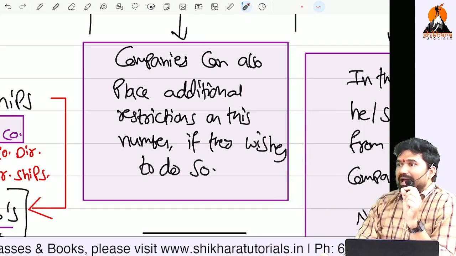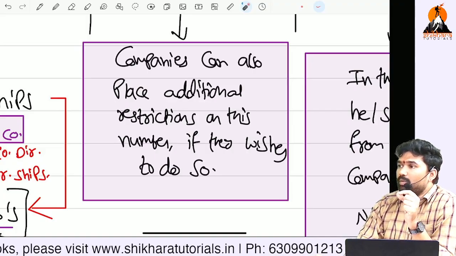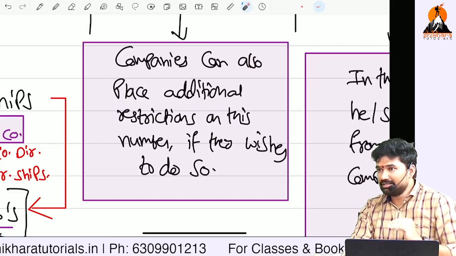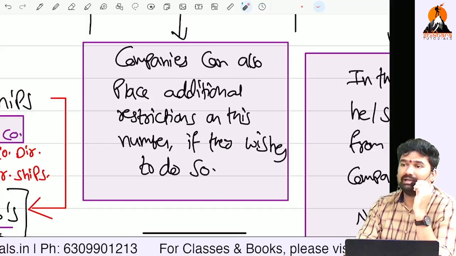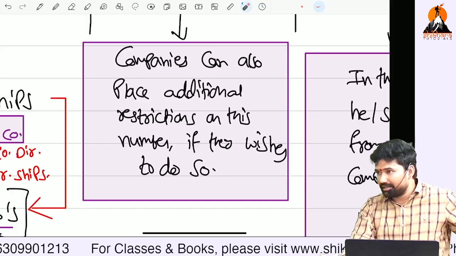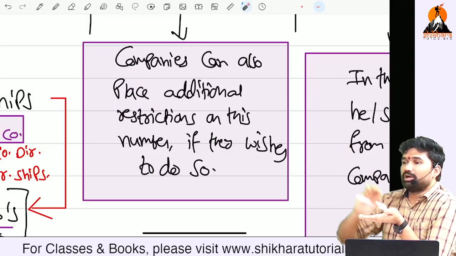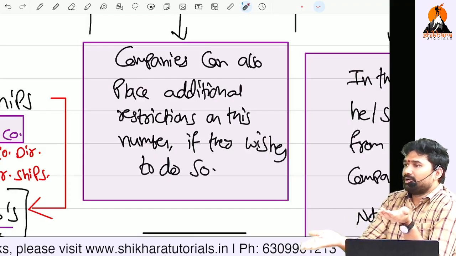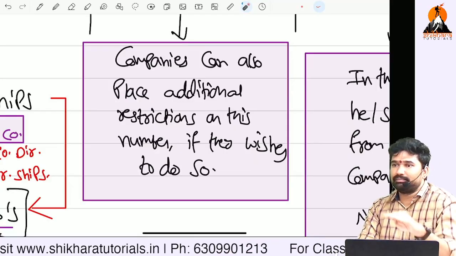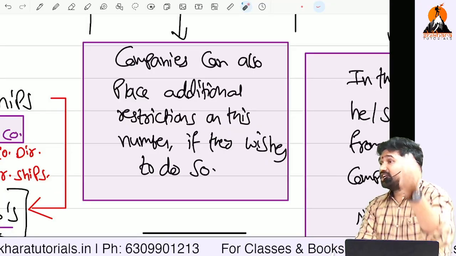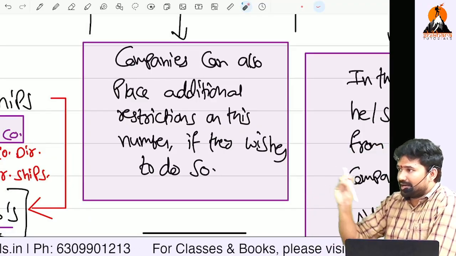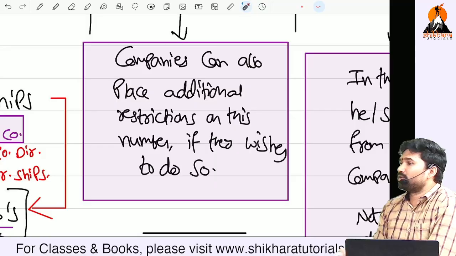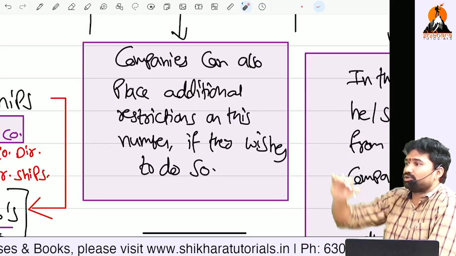The meaning of that point is, as per the Companies Act, the allowed maximum number of directorships is 20. But the company places additional restrictions. That means a company can restrict a person who is acting as a director in that company, saying that you should not accept more than 15 appointments, you should not accept more than 12 appointments. Why? Because as the number of appointments increases, the quality of work will automatically decrease. That is why the company may place additional restrictions on the director, saying that if you are ready and willing to act as a director in my company, you should not accept more than 15 companies, more than 12 assignments, more than 10 appointments. Likewise, a company can place additional restrictions also.